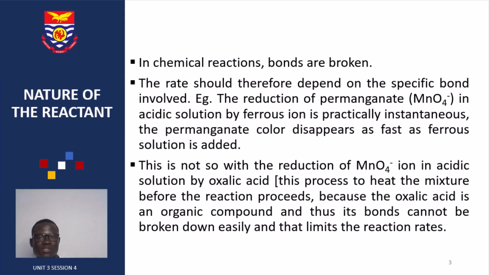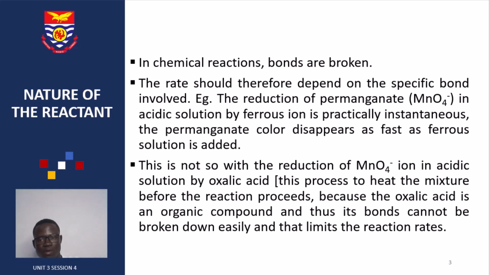In chemical reactions, bonds are usually broken. So the rate of the reaction should therefore depend on the specific type of bonds that are involved in that particular reaction. If you take the reduction of permanganate in acidic solution by ferrous ion, usually that reaction is instantaneous; the permanganate cannot disappear as fast as ferrous solution is added. The opposite is not the same.